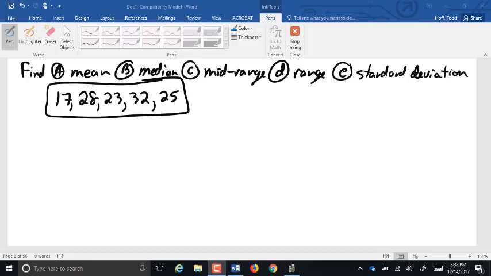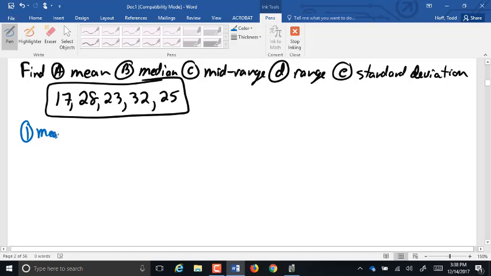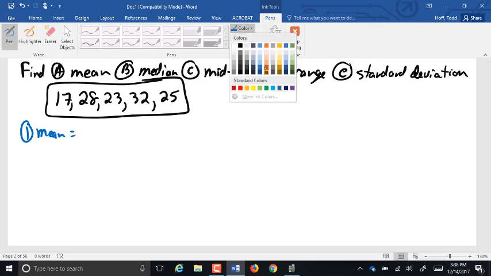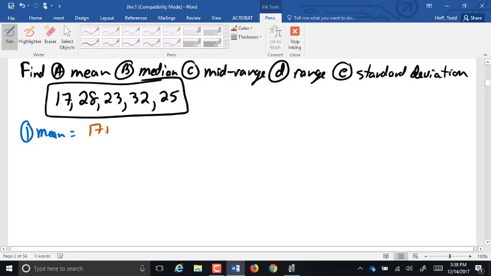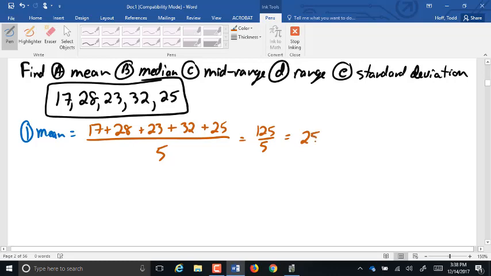But let's go ahead and see what you've got so far. The mean is just going to be found by adding them all together. So 17 plus 28 is 45, plus 23 is 68, plus 32 is 100, plus 25 is 125, divided by 5, gives us a mean of 25. Any questions on the mean?